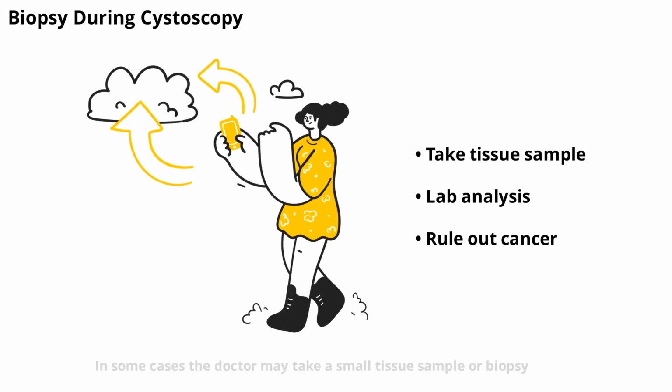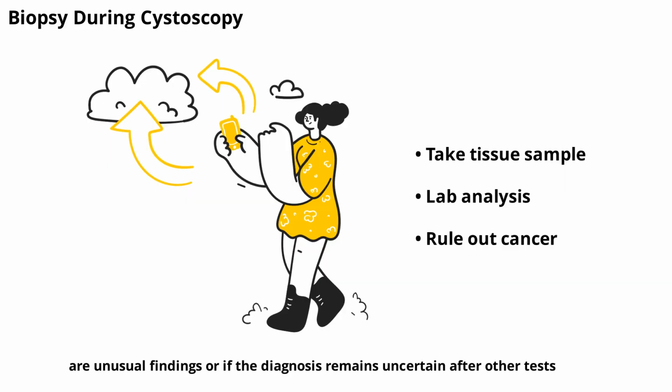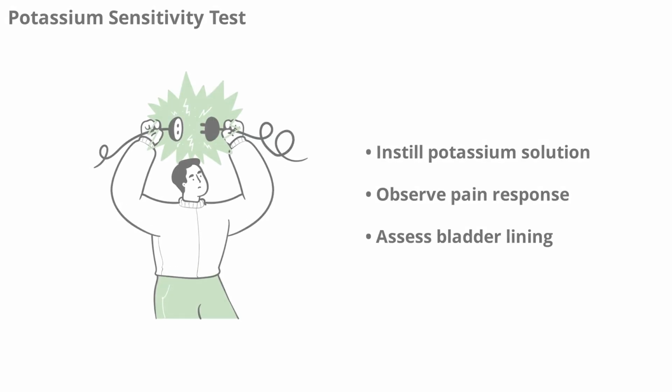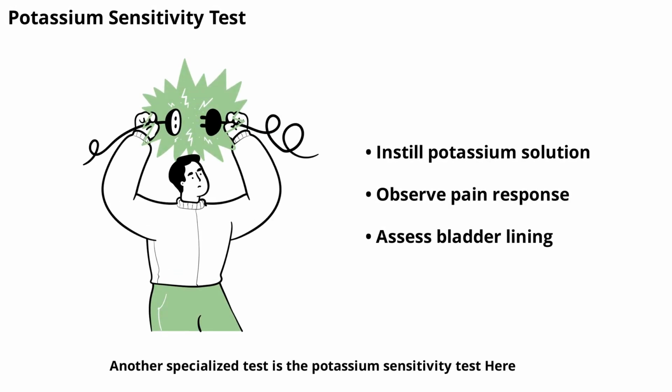In some cases, the doctor may take a small tissue sample or biopsy from the bladder wall during cystoscopy. This sample is sent to a lab for analysis to rule out cancer or other diseases. Biopsy is not always necessary, but can be helpful if there are unusual findings or if the diagnosis remains uncertain after other tests. Another specialized test is the potassium sensitivity test.